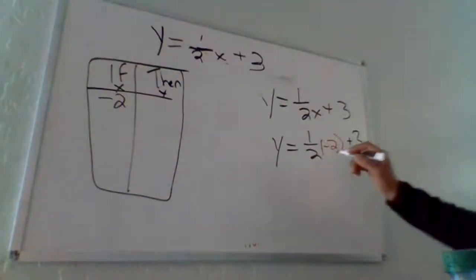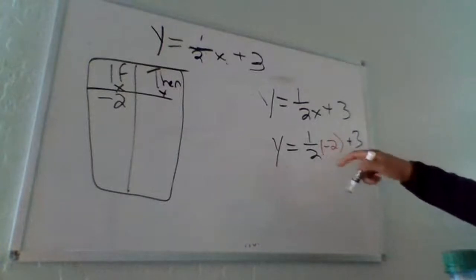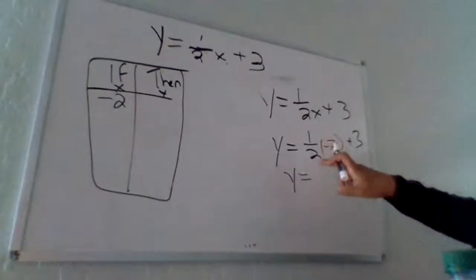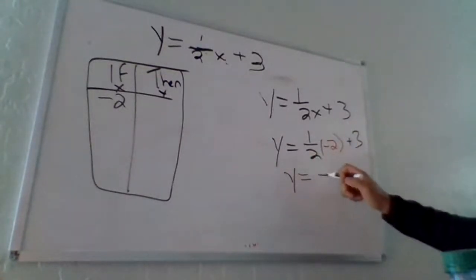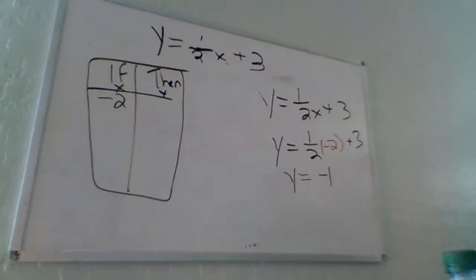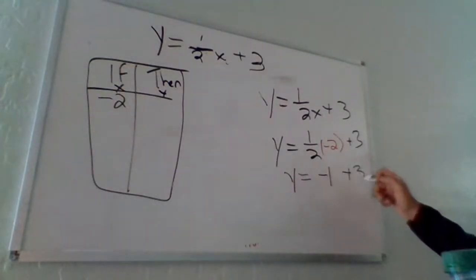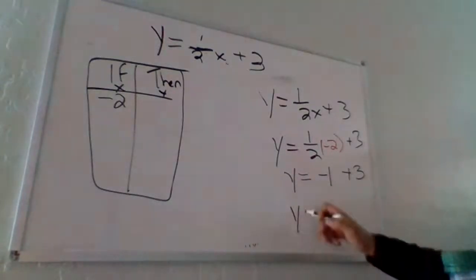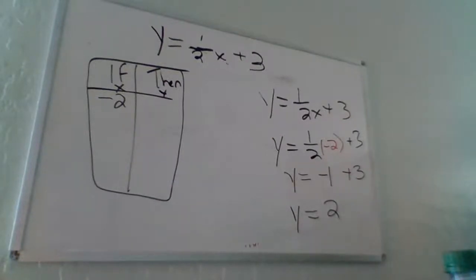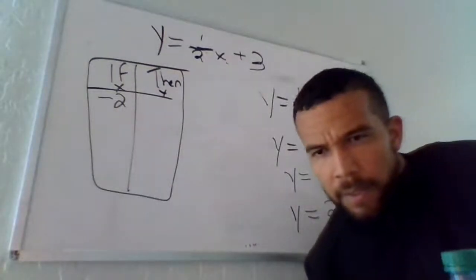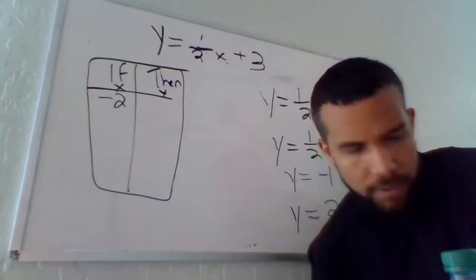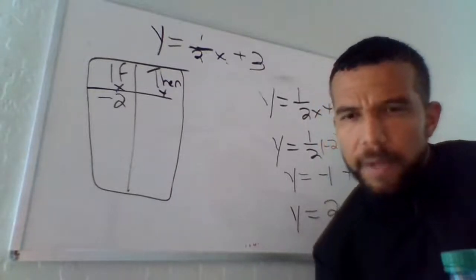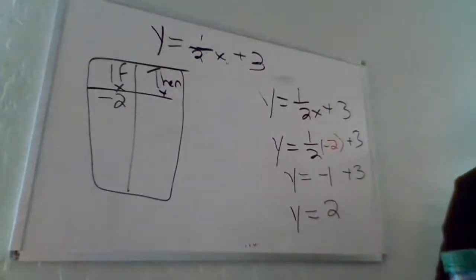So 1/2 multiplied by negative 2 equals -1. Okay, so y, negative 2 times a half is -1. Plus 3. So the answer y equals +2, because -1 plus 3 equals +2. That's it. It's the answer. All right, this is the answer. Any questions about that so far?